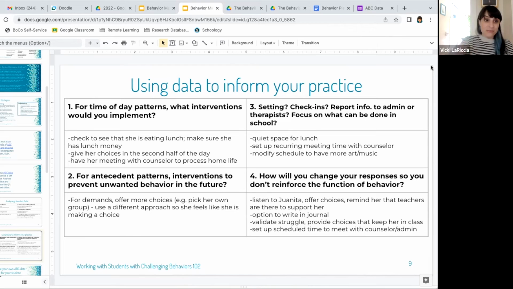Because remember, disruption, challenging behavior is a form of communication or an underdeveloped skill. Asking yourself, what is Juanita trying to tell me here? What is she trying to communicate with me? But reactively, you'd have to check in with the counselors or the administration and say, hey, look, we scheduled this check-in for later in the day, but Juanita's behavior was escalating, and I don't know what to do.